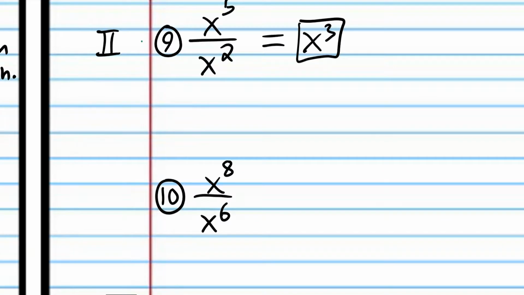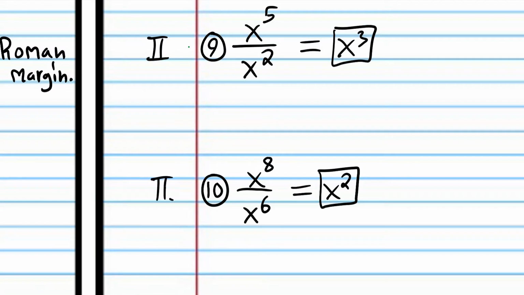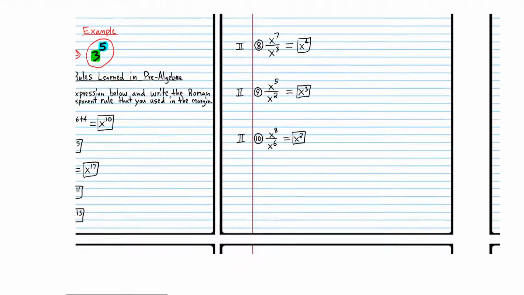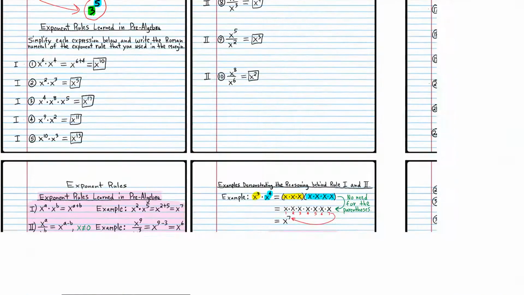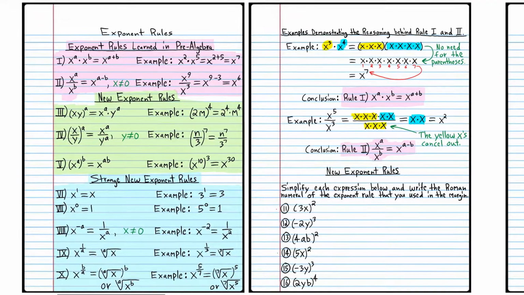All right, we're back. So 8 minus 6 is 2, so we have x to the 2nd power. And that's rule number 2. So if you got that answer, good job. Okay, so again, if you didn't get a screenshot of those exponent rules, please do that now.